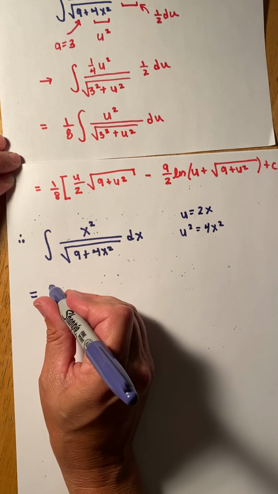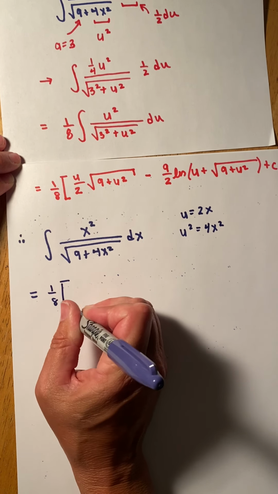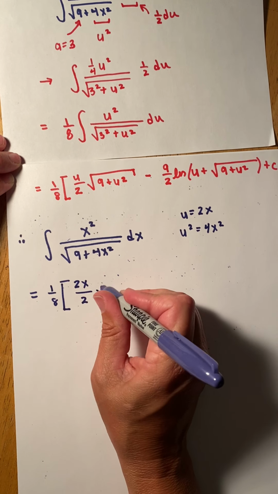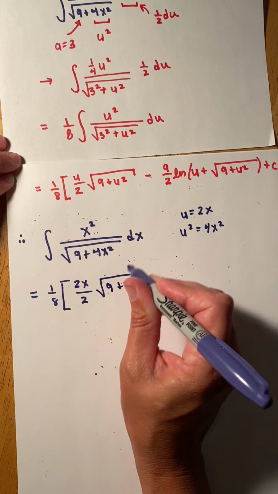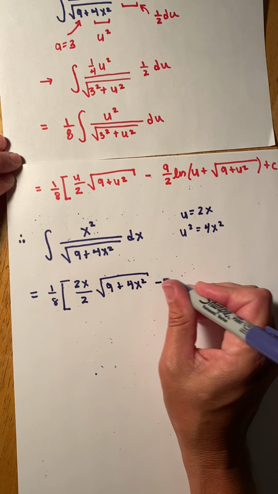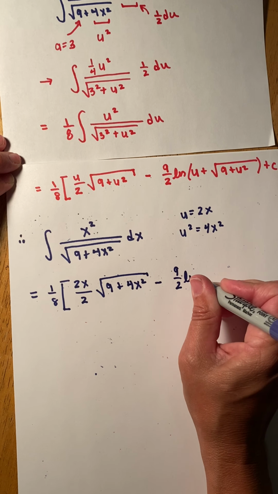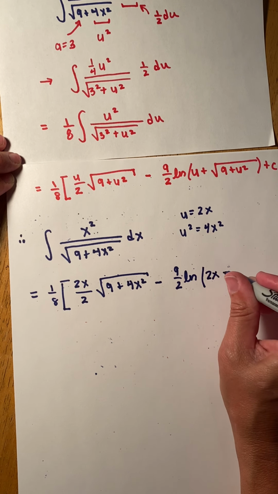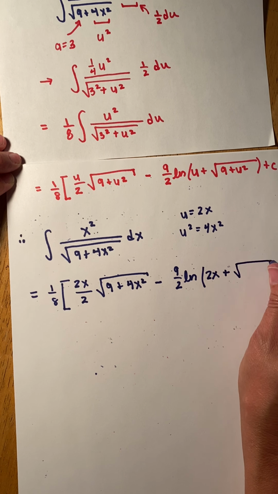So it's going to be 1/8 u, which is 2x, all over 2, 9 plus u squared, which is 4x squared, minus 9/2 natural log of u, which is 2x plus the square root of 9 plus 4x squared, plus c.